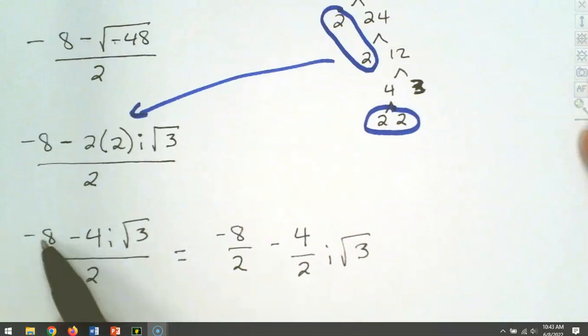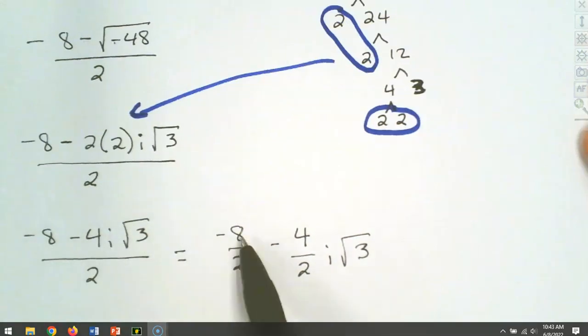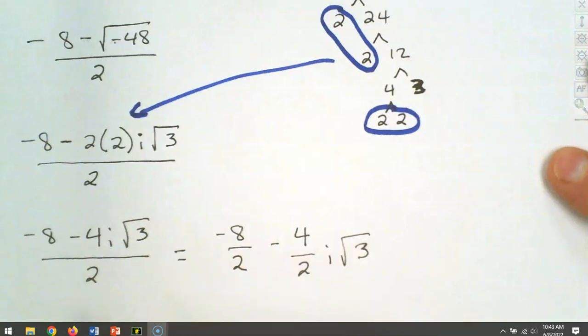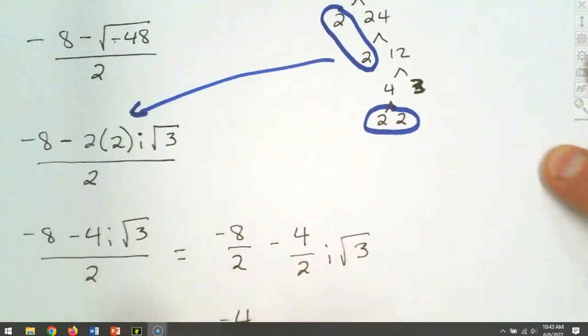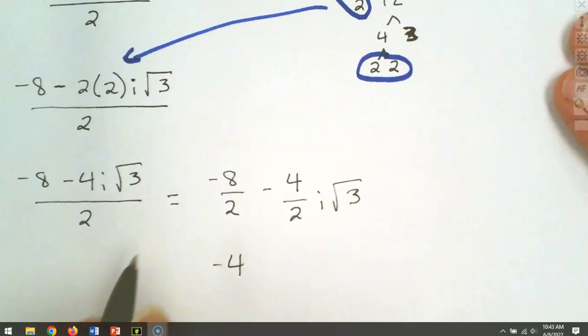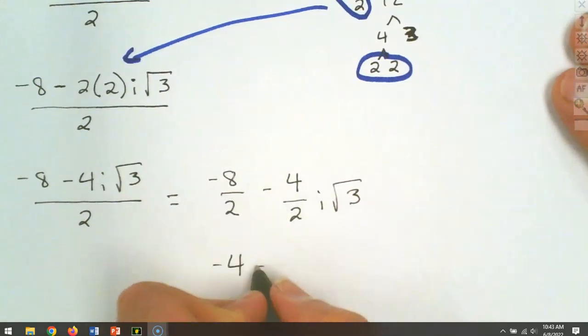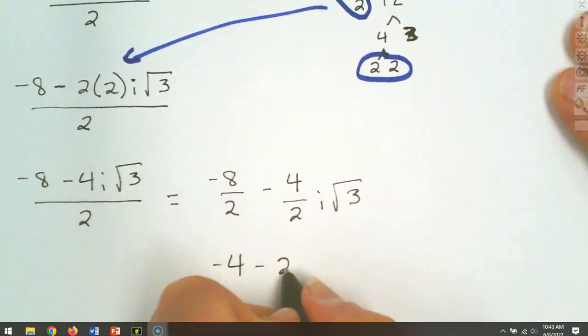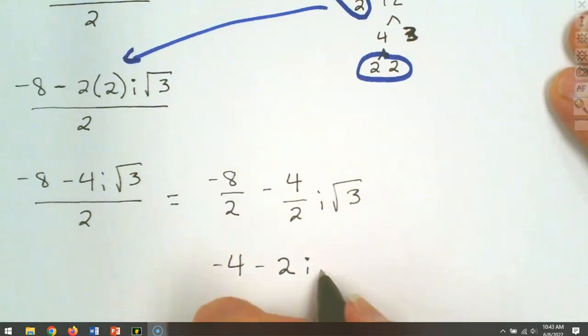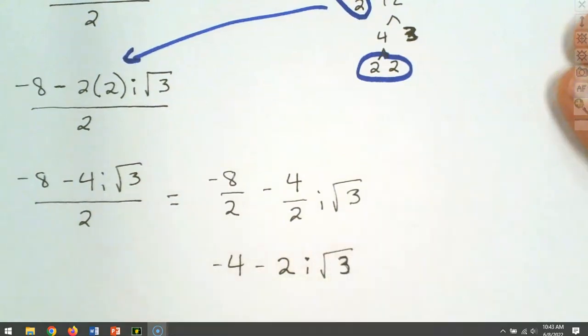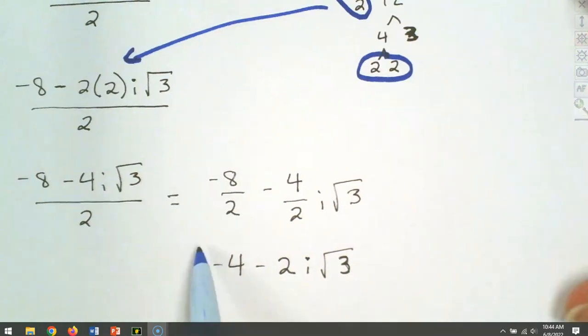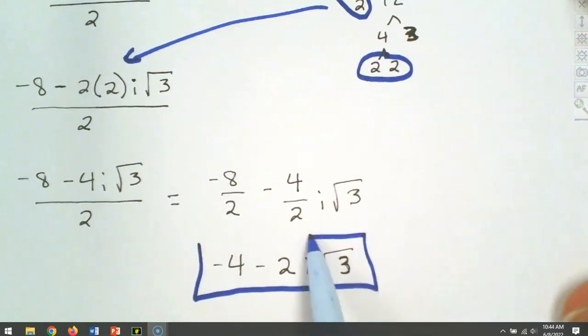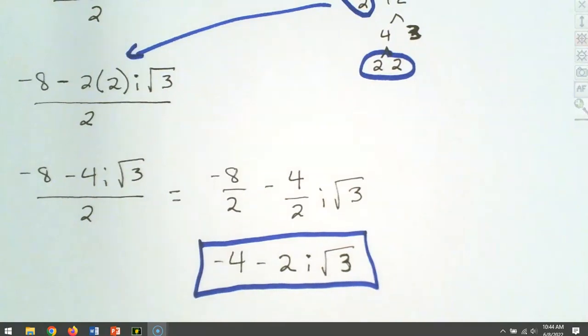Because I just break them up, just like we always would. Negative 8 over 2, that's a negative 4. That's your real part. Negative 4 over 2, that's a negative 2. The i comes down, and so does the square root. And so that's your final answer in standard form. One more, and then we'll move on to the next section.